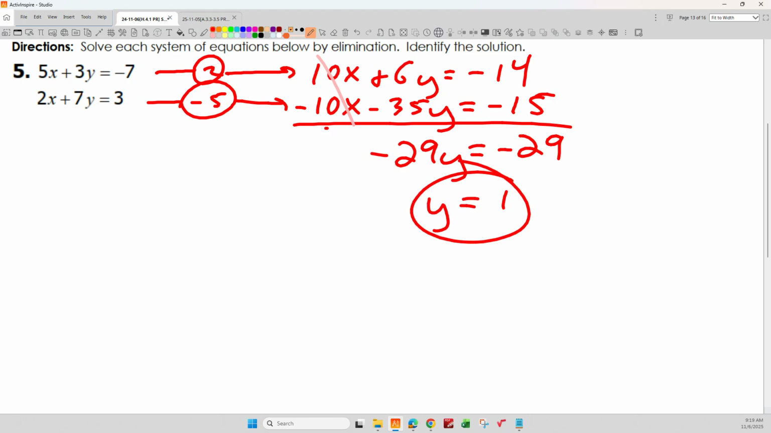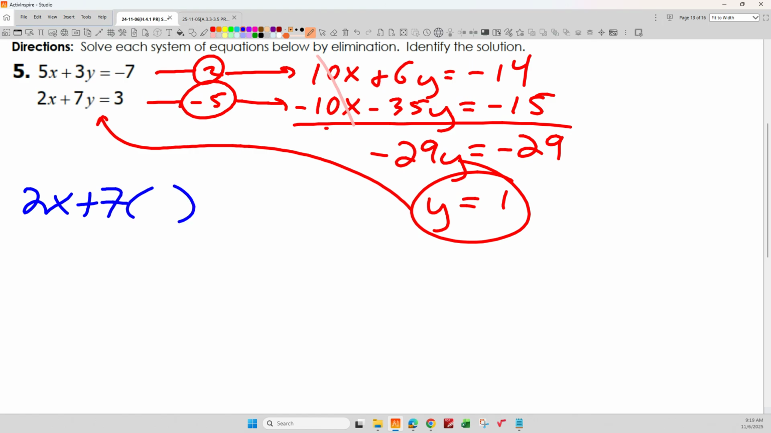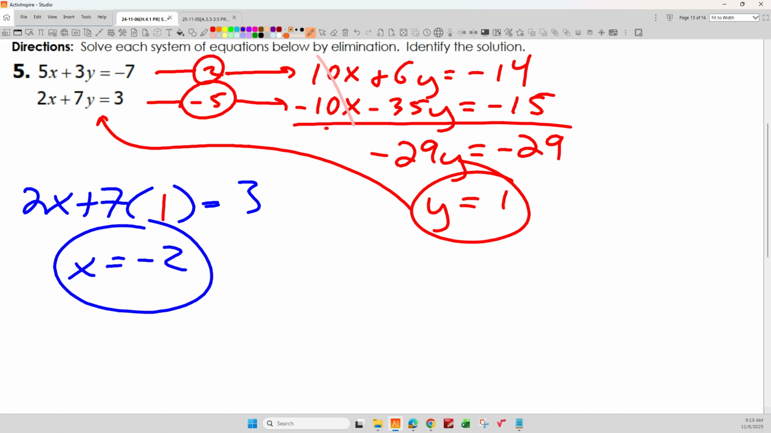1. And then, yeah, I mean, this is getting a little bit redundant, right? Then we can just plug that y in there, and we get 2x plus 7 times 1 equals 3. Go ahead and solve that for x. What do we get? Negative 2, right? I'm going to subtract 7 and then divide by 2. So there's my ordered pair.